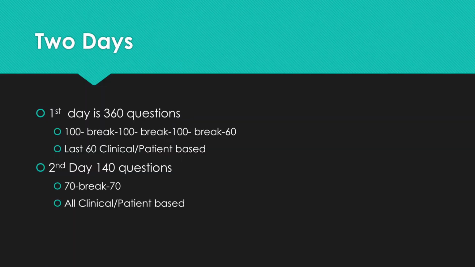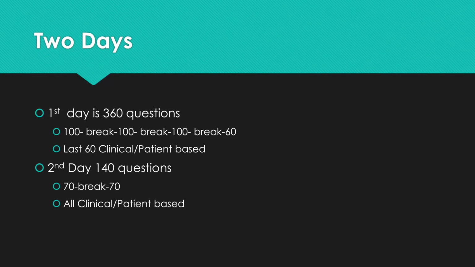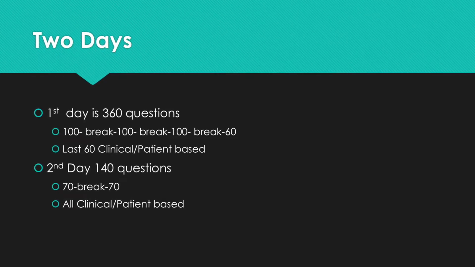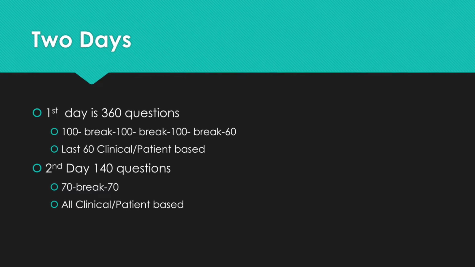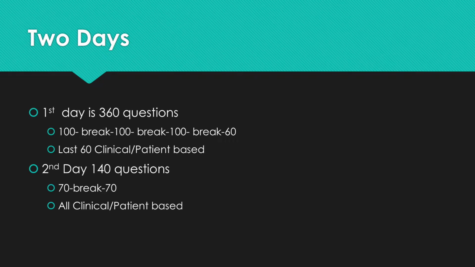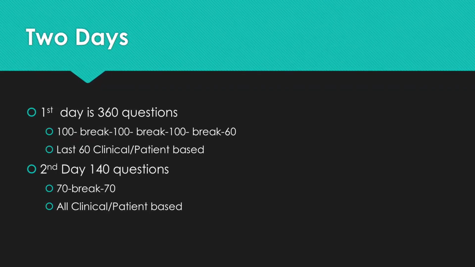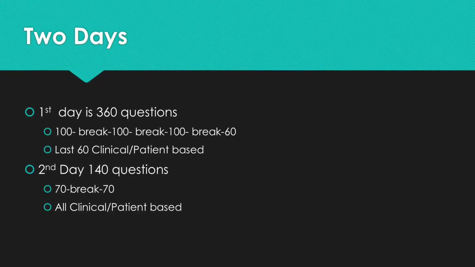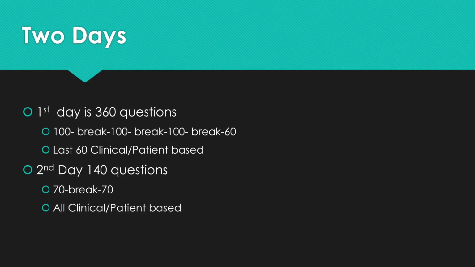Alright, so here's the layout. It's a 2-day test with 500 total questions. Not bad, a lot less than it used to be. The first day you're going to do 360 questions. You'll do 100 questions, have an option for a break, then another 100 questions, an option for a break, and then another 100 questions, option for a break, and then 60 questions to finish it off. Each break is 15 minutes. That middle break is 30.